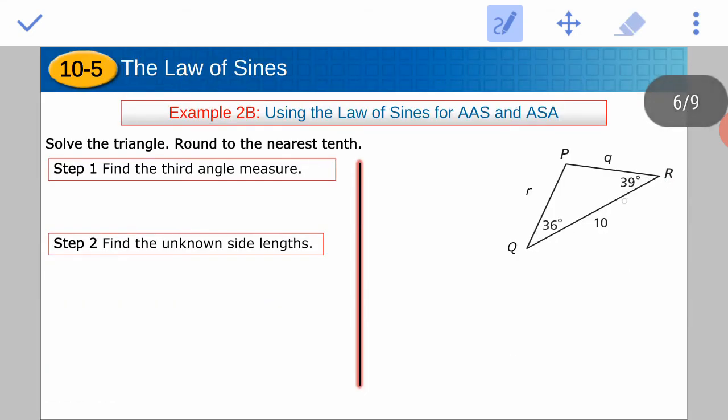What if the side is between, like this example guys? We are given two angles and the side is between. Does it make any difference? Actually, this is ASA, but no difference guys. You should start with finding the third angle.